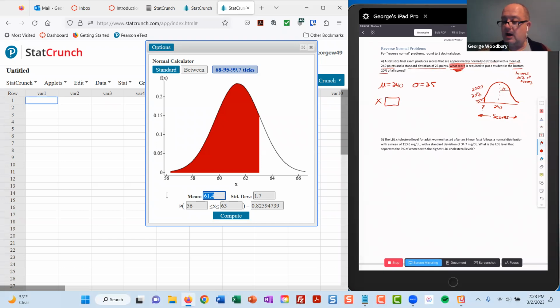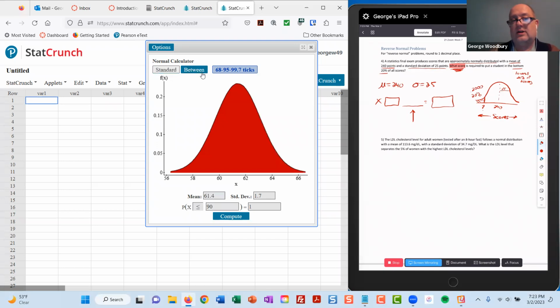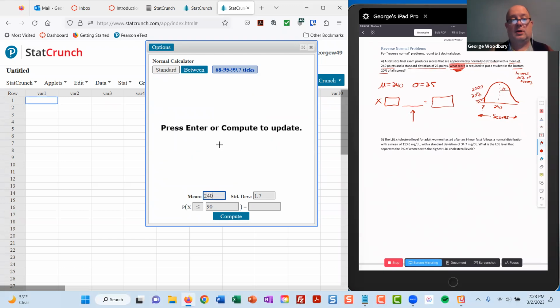I need to come up with a sign, and I need to come up with the number on the other side. I'm going to leave this piece blank. That's where my answer is going to show up. So I'm going to go back to the standard calculator, and instead of the between tab, I put in the mean, 240. I put in the standard deviation, 25. I'm looking for the lower value, so I'm going to use the less than sign. If it said the top 20% of all scores, then I would use the greater than or equal to sign.